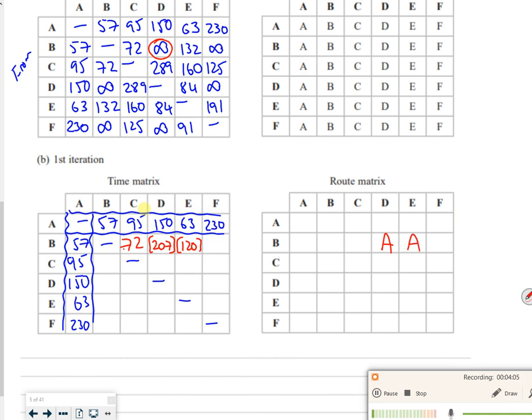57 and 230. So that's going to be what? 287. So that's smaller than infinity. So 287. So that's going to be an A.